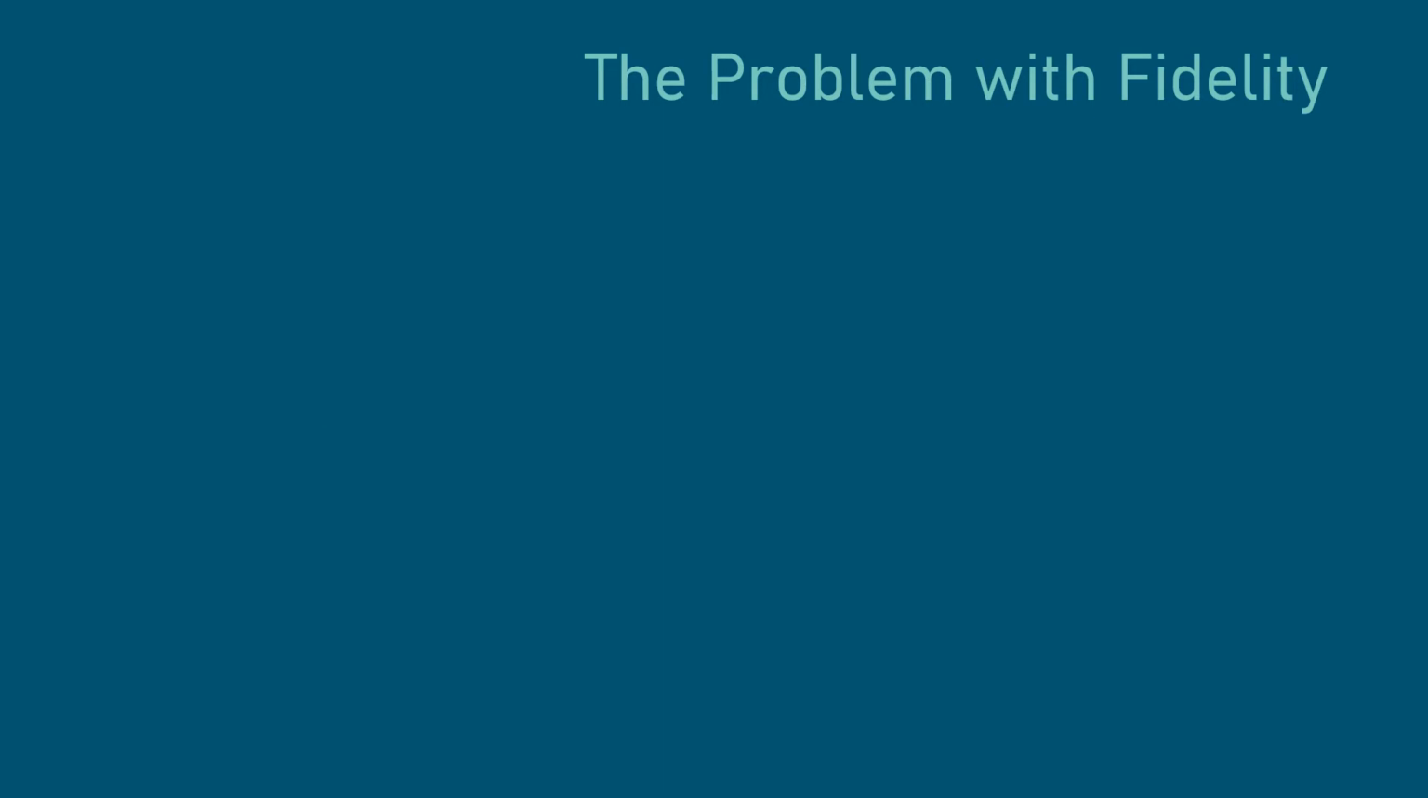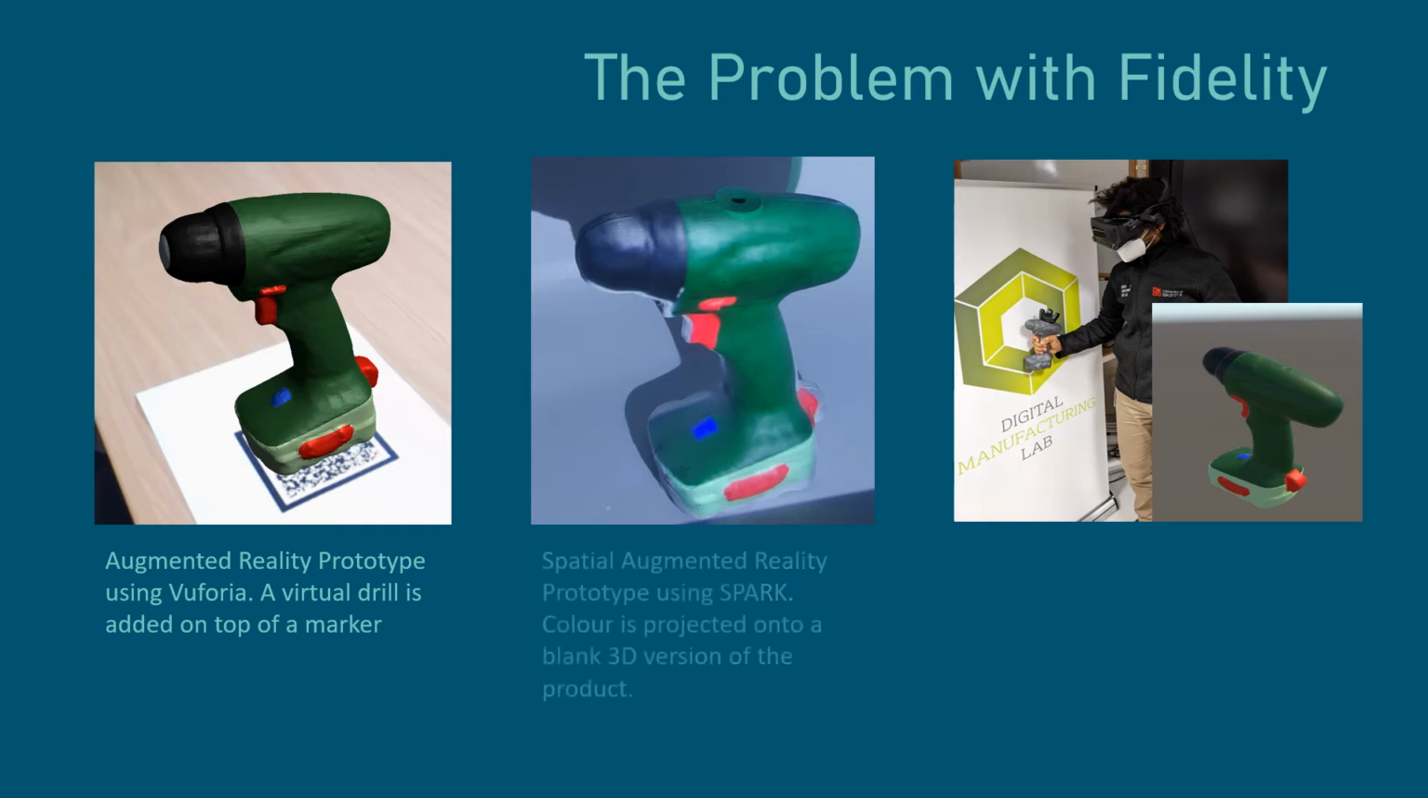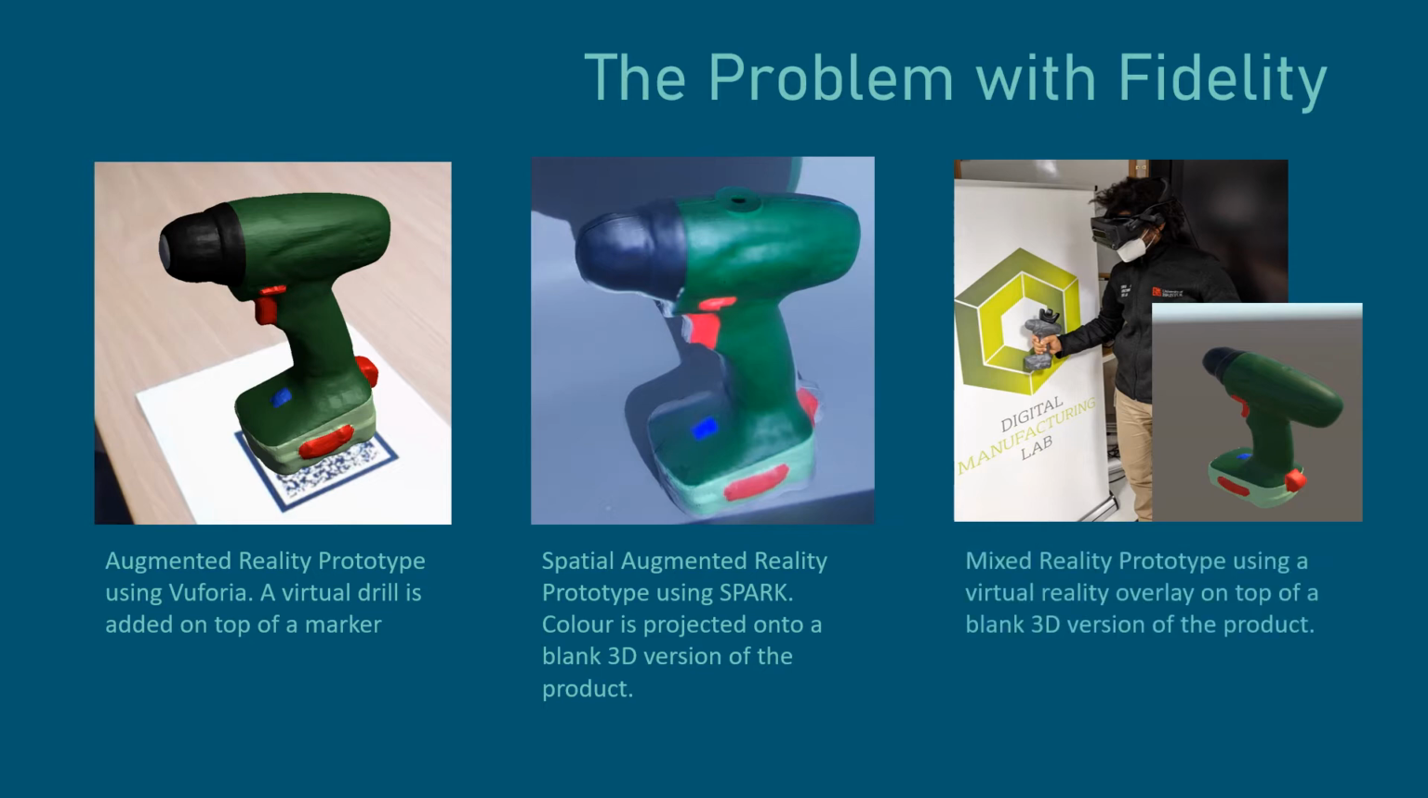For example, here are three different mixed reality prototypes of the same cordless electric drill. The first is a projection of a digital representation of the drill onto a physical marker when viewed through a camera. The second uses the Spark platform to project a virtual color map onto a blank 3D representation of the drill. The last example uses a virtual reality headset to project a fully colored virtual version of the drill over the position of the blank 3D representation, which can be interacted with.